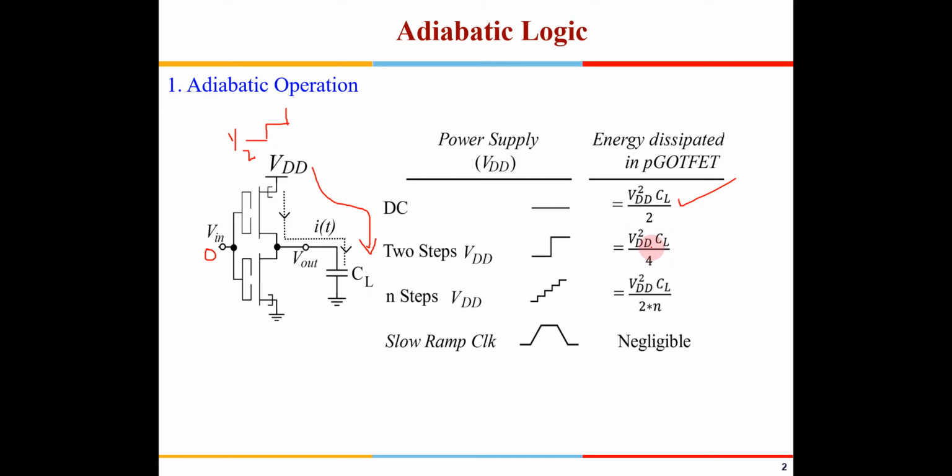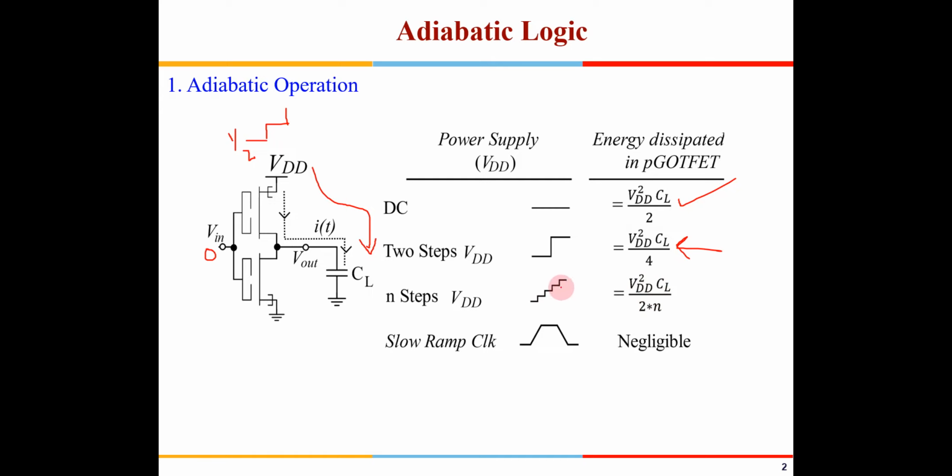So it will be VDD by 2 square. So that will come VDD square by 4, and this other 2 is already available here. So it will become VDD square by 8. So if I add it up, I will get VDD square CL by 4 out here, right? Now instead of making this in 2 steps, I make it in n steps, right? So the total power dissipated in PMOS will become VDD square CL divided by 2n, where n is the number of steps, right?